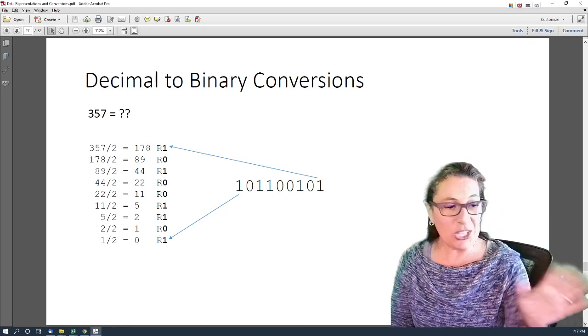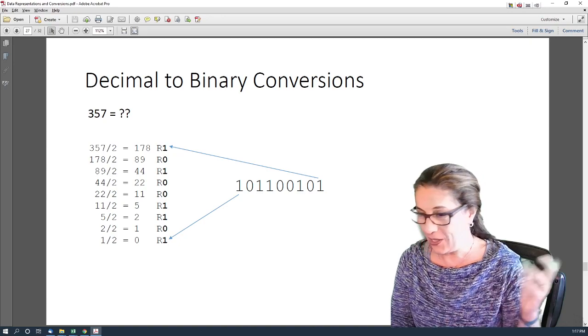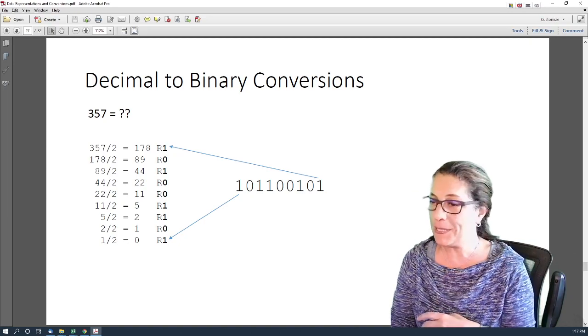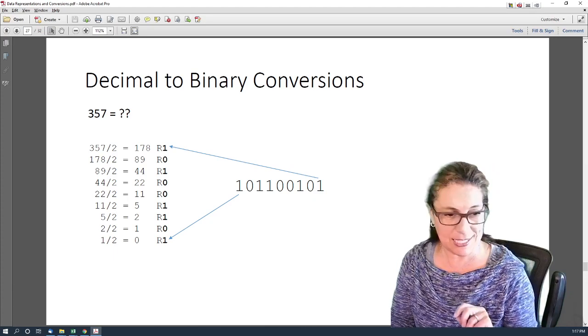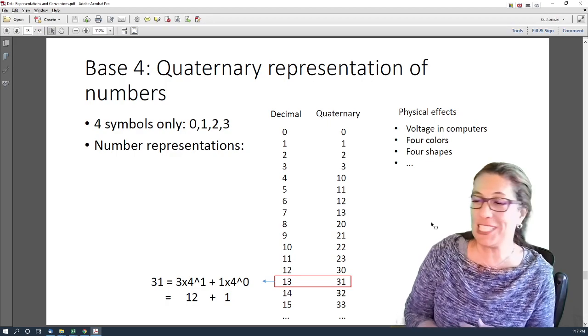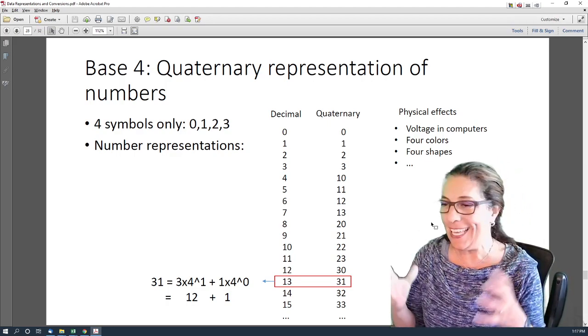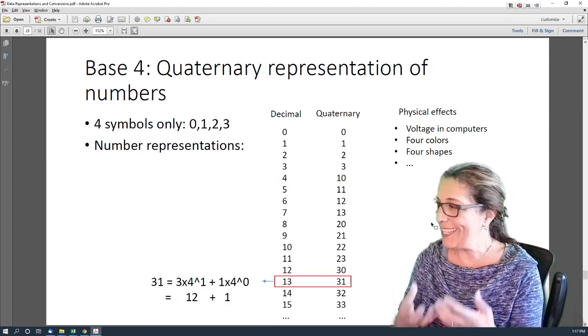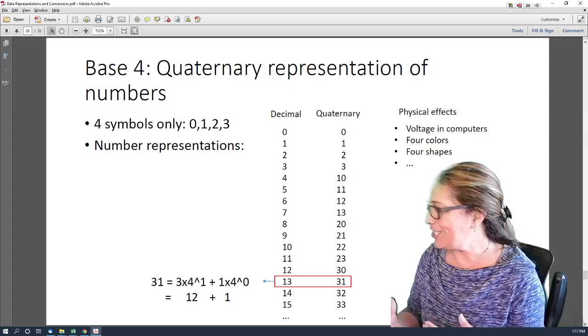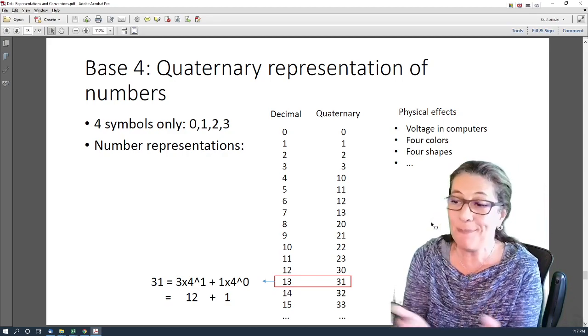So this is the mechanized procedure for getting a binary representation out of a decimal representation. Now let me talk about quaternary, which I just threw in here to get you flexible about the idea that there is a difference between quantities and their representation. There can be many different representations for the same number.